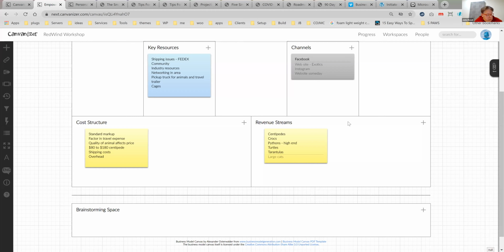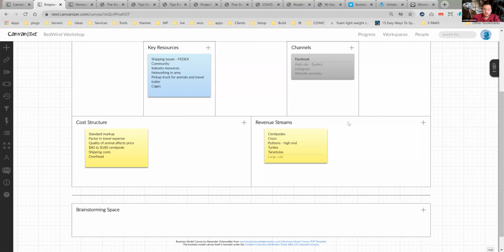Let me drag this around. Cost structure, as far as cost structure, always got to keep in mind markup, what the markup on the animals would be for what I pay to house them, feed them, keep electricity on. I take all that in. The quality of the animal really, really affects the price. Like I said, you could have two of the same snakes. One snake may have a little bit more white on it. That's a $1,000 snake compared to an $80 snake. The quality of your animals really matters. It blows my mind, honestly.